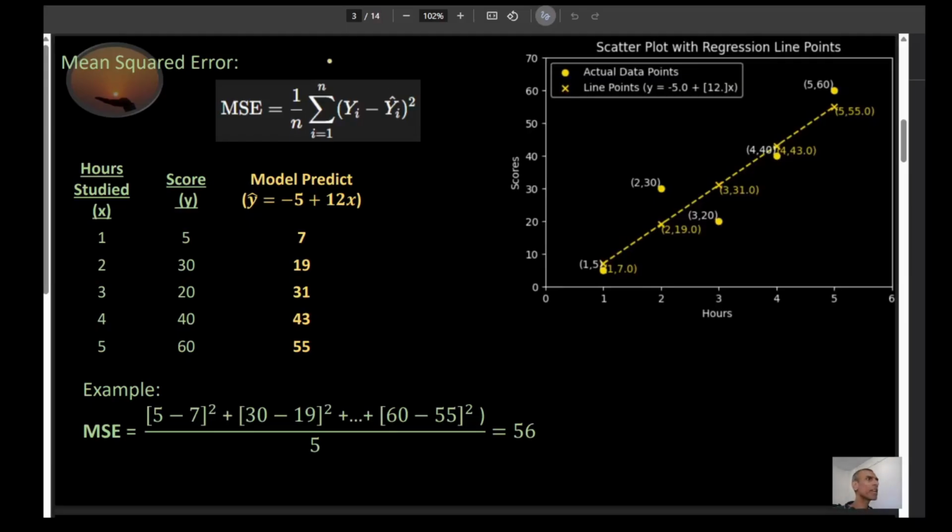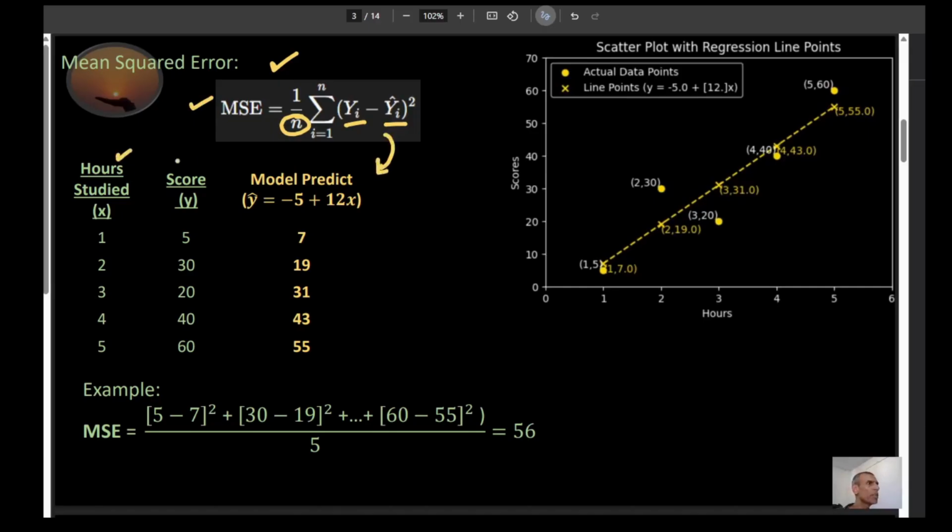Now let's try to understand mean squared error first. Your mean squared error formula is given by this expression, and it says that you take the actual value minus the predicted value, then you square the number, and then you add them all together. At the end, you divide by the total number of observations, n, and that will give you your mean squared error. So let's understand this through this example.